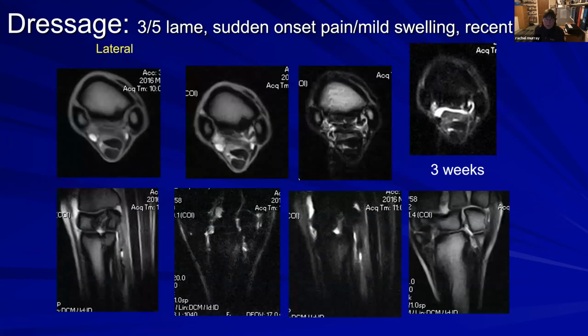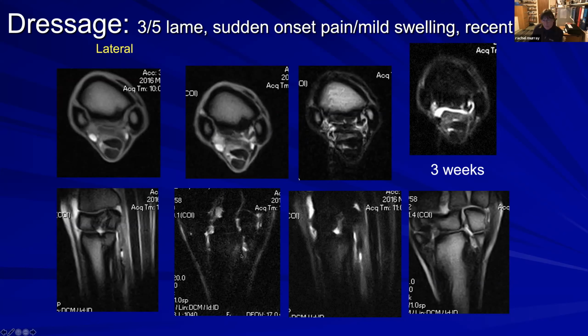So this is a dressage horse. It was 3 out of 5 lame, with sudden onset pain and mild swelling, and the horse had a recent foot pain and had its shoeing changed and changed its movement pattern in relation to that, and then had this sudden onset proximal metacarpal injury. And I think it's interesting because this has occurred on the lateral side, which is a much more unusual side for it to occur, and the horse's foot lesion was on a single side, so I think it probably altered its loading while it was still in work.